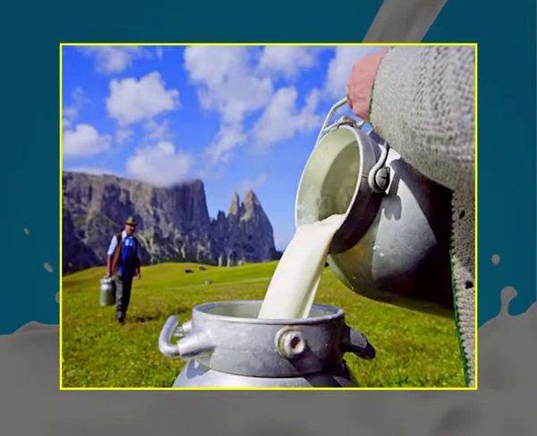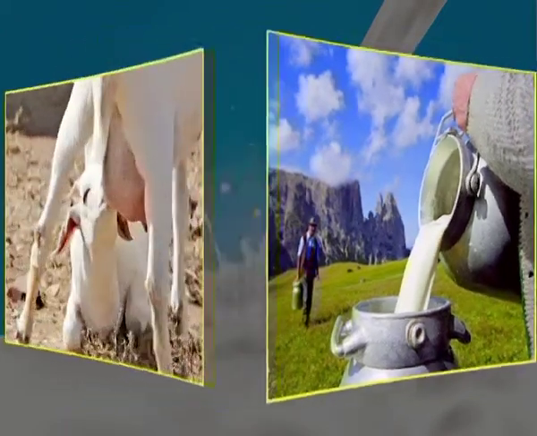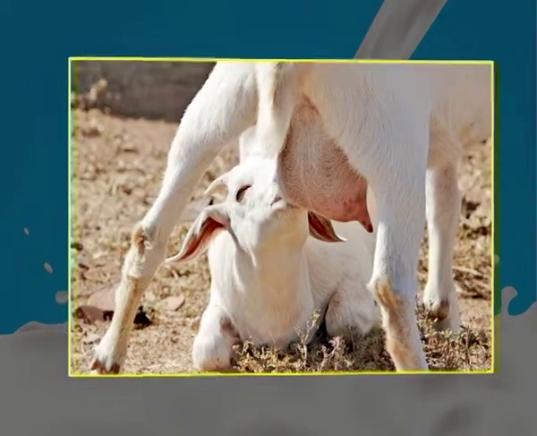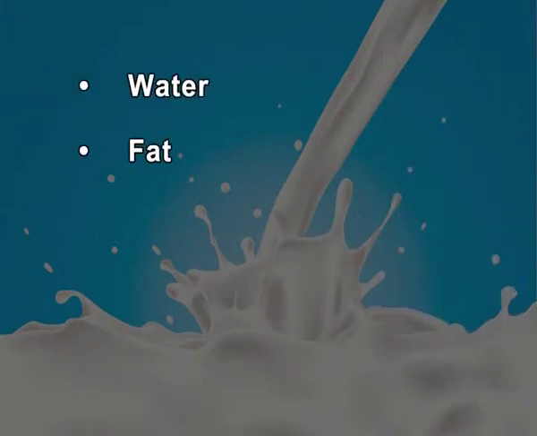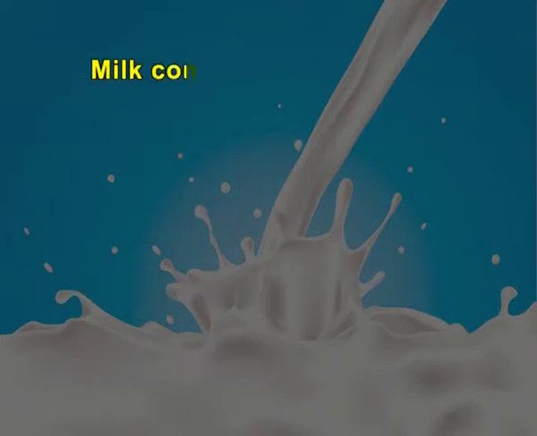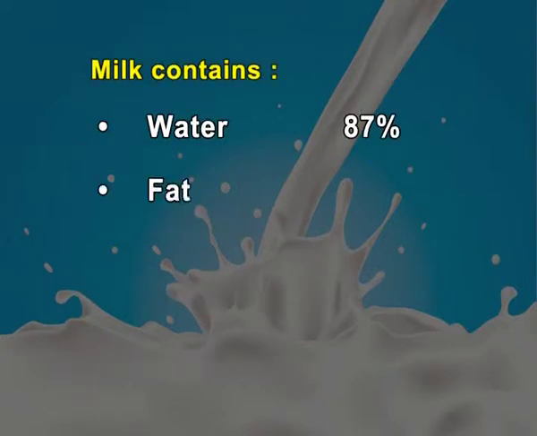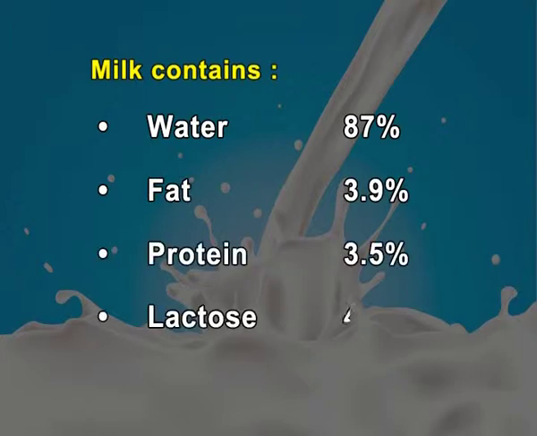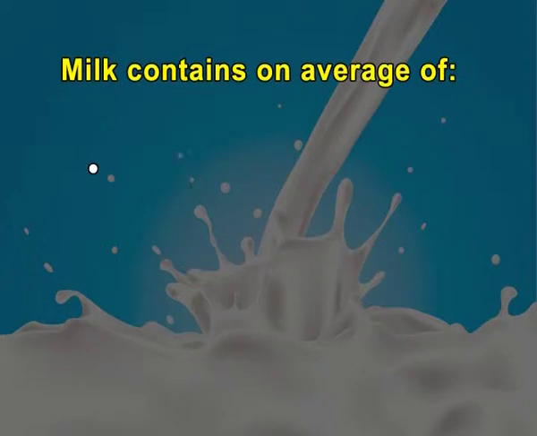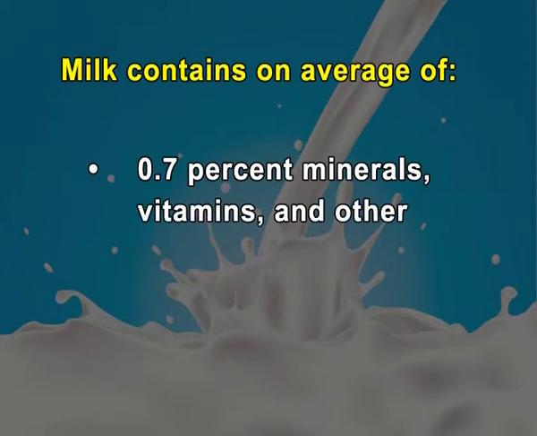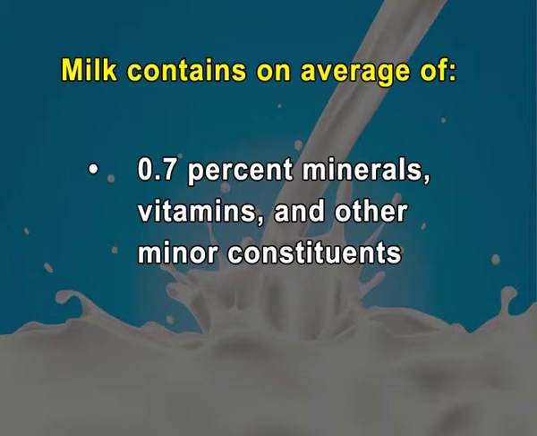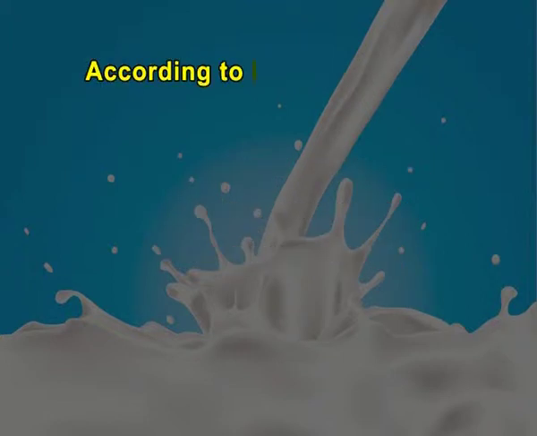Milk is the liquid food secreted by mammary glands for the nourishment of the newly born, containing water, fat, protein, lactose and minerals. Milk contains on an average 87% water, 3.9% fat, 3.5% protein, 4.9% lactose and 0.7% minerals, vitamins and other minor constituents. PFA Rules 1976.